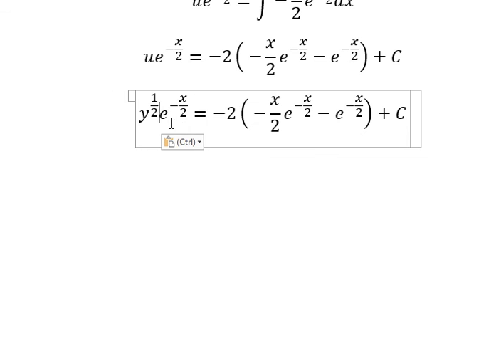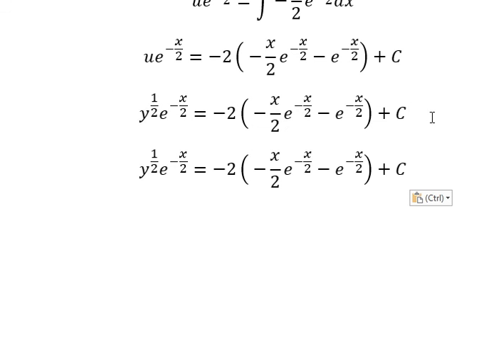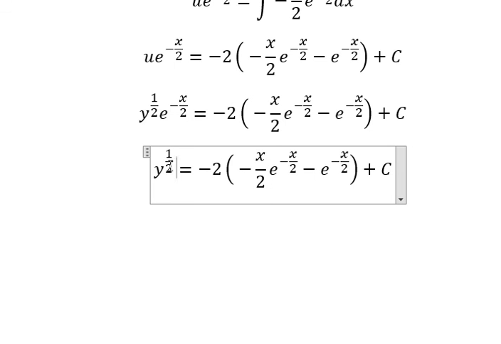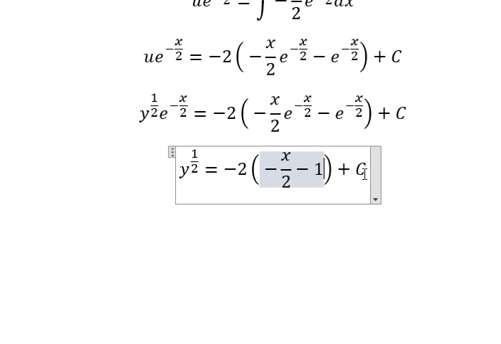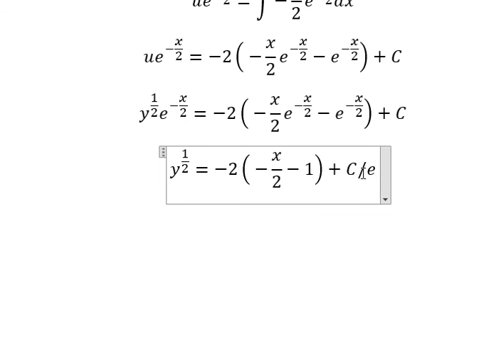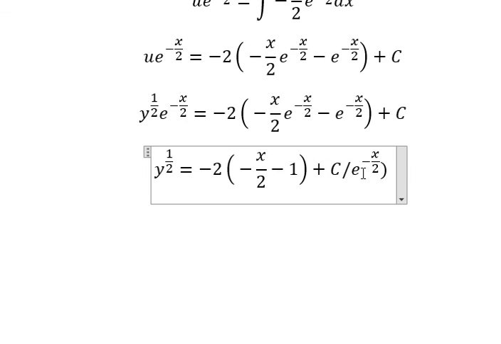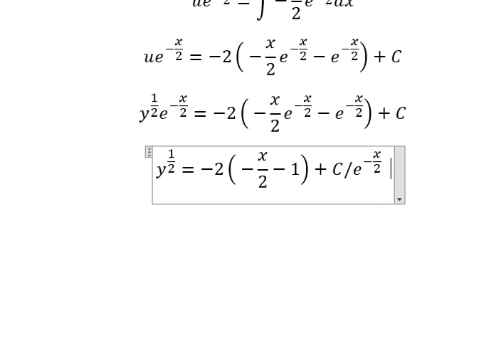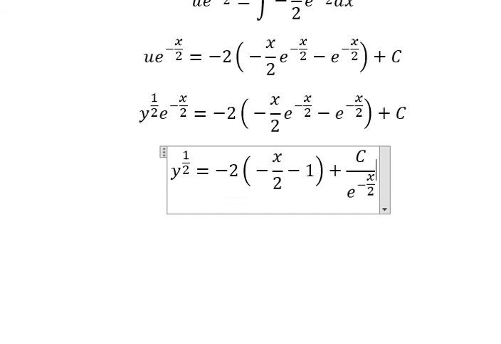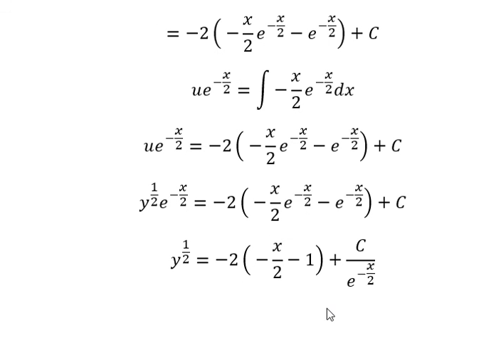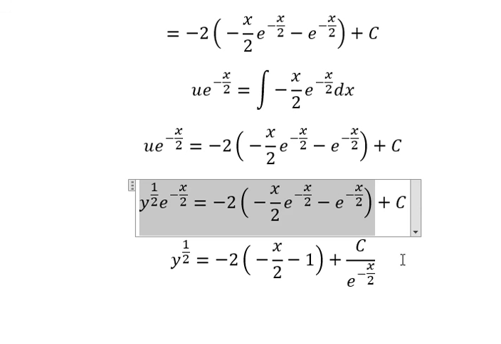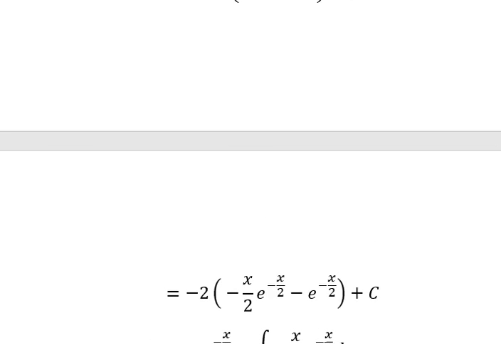Then we divide both sides by this one. And this is the final answer we need to find in here. Here is the full answer of the question.